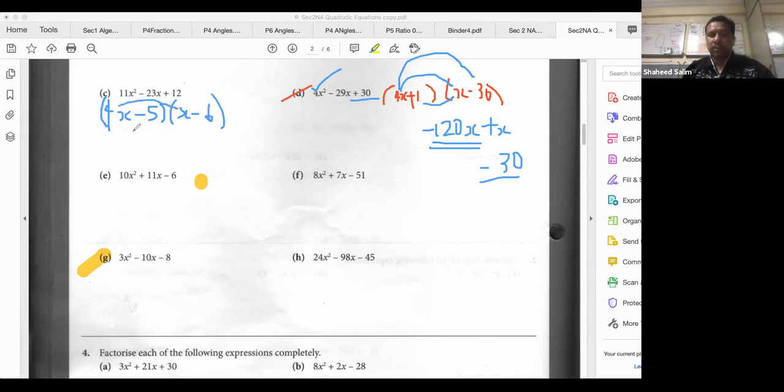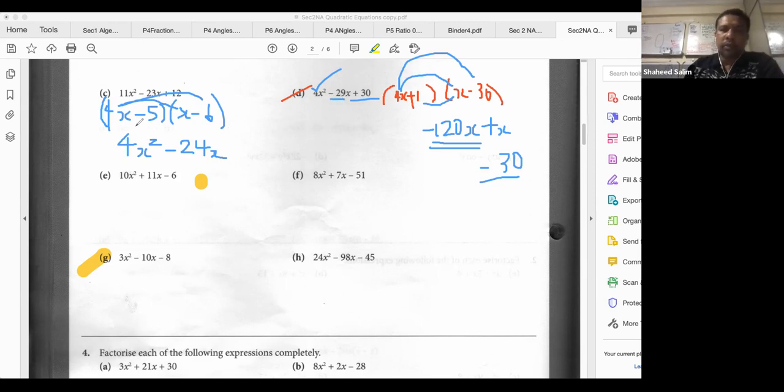4x times x, 4x squared. Okay, first one, correct also. Second one, 4x times 6. 4 times 6, 24x. Okay, plus times minus, minus. Remember, we want minus 29x.